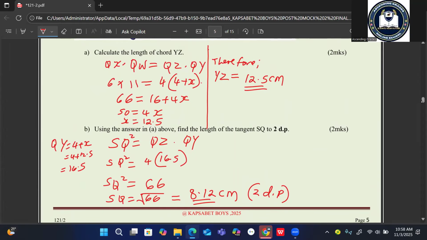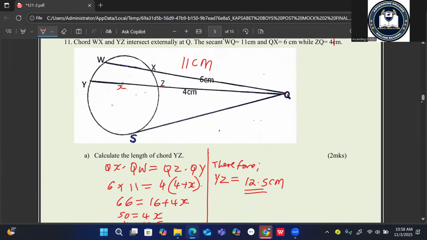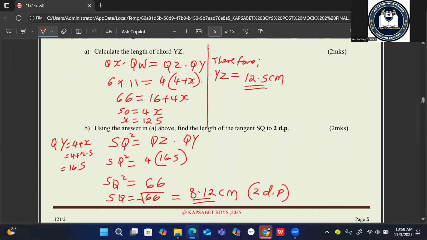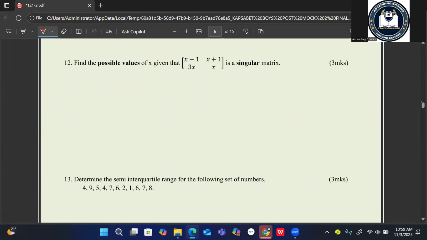So that is it. You have read out your 4 marks from that simple question. So we go to the next one, that is number 12. Find the possible values of x given that the matrix with rows x minus 1, x plus 1 and 3x, x is a singular matrix.